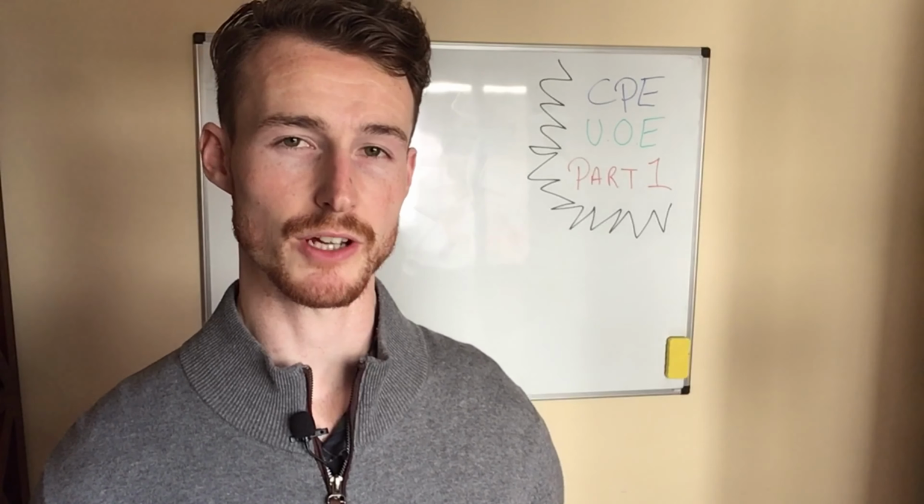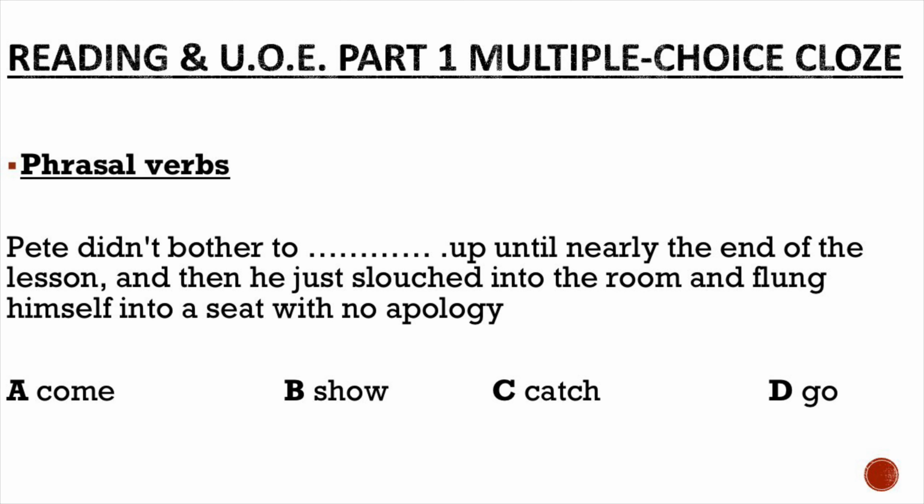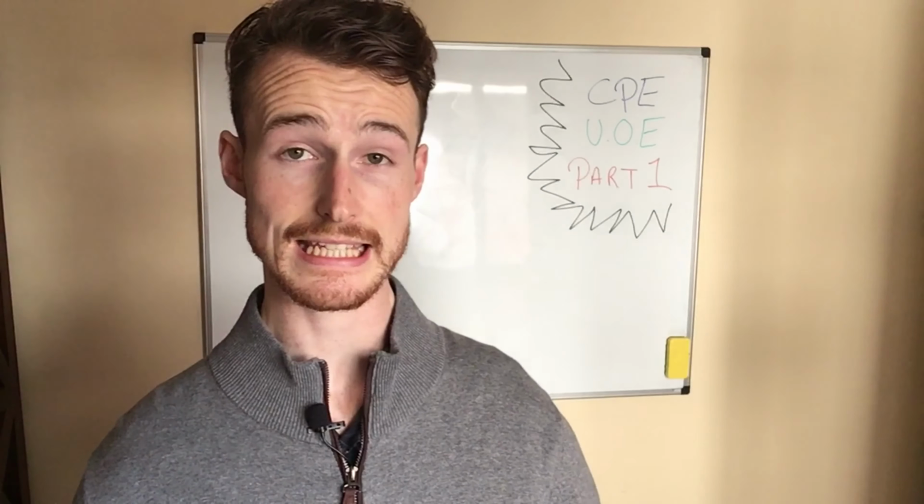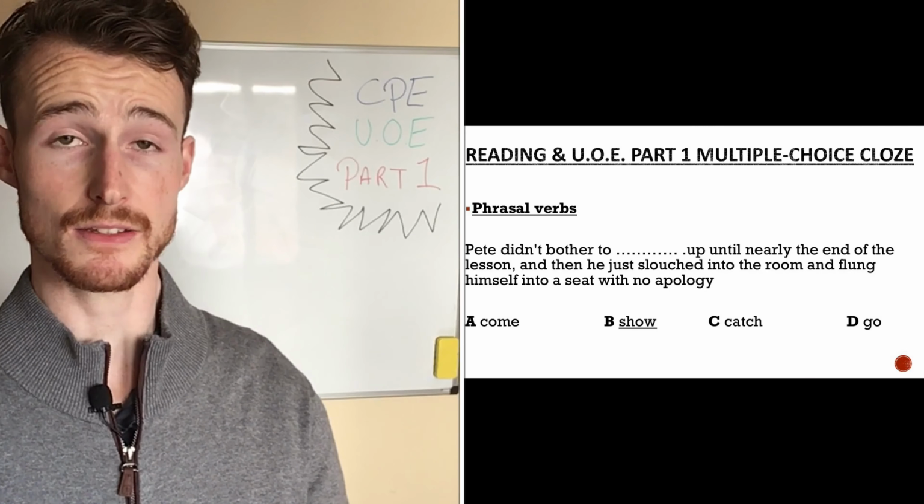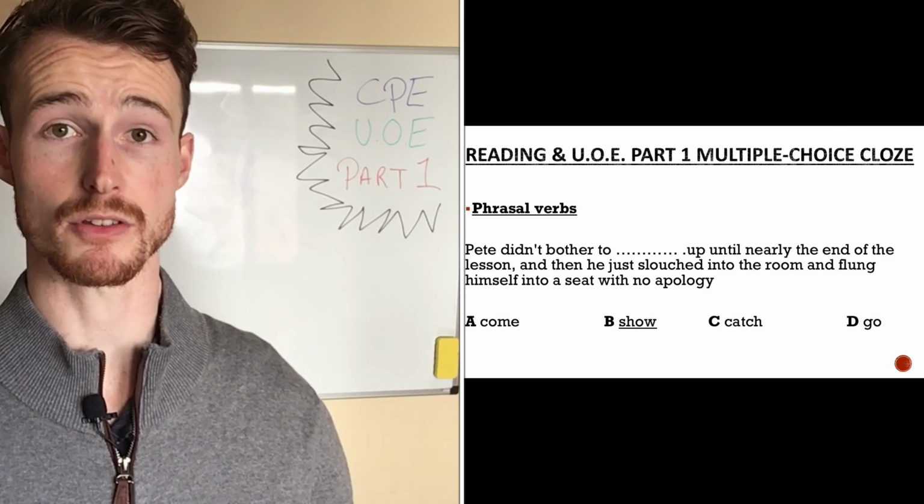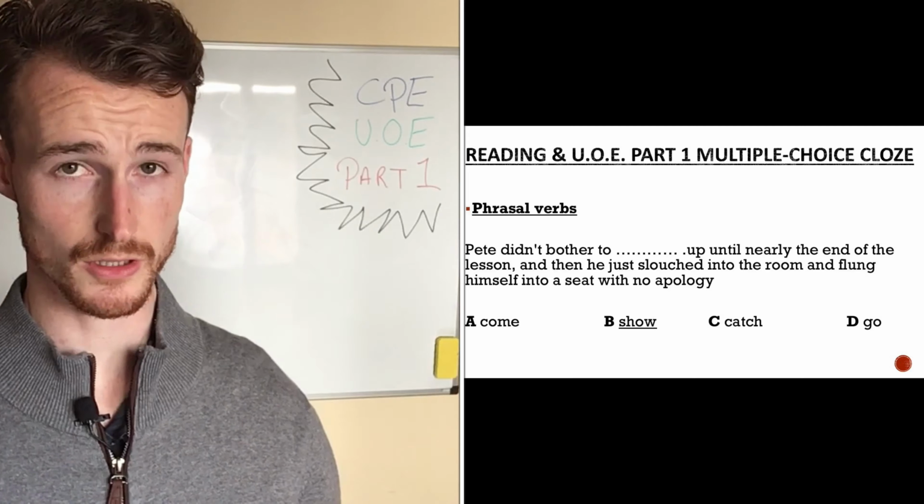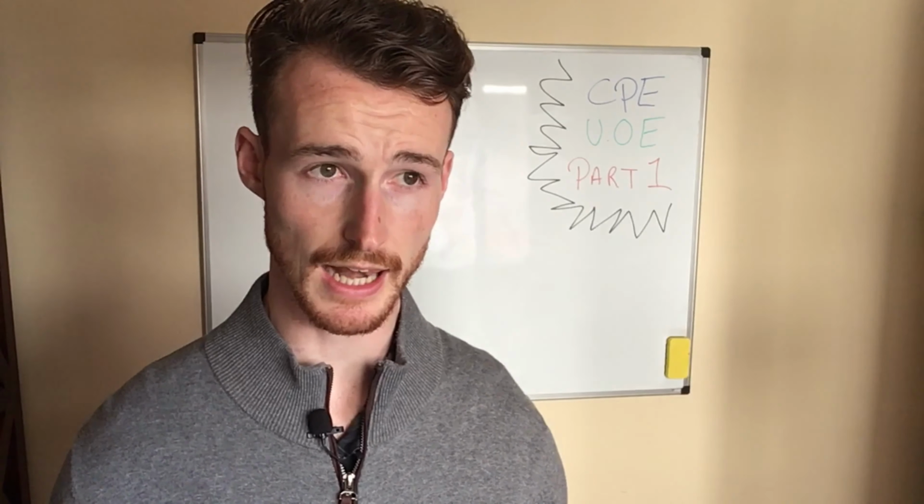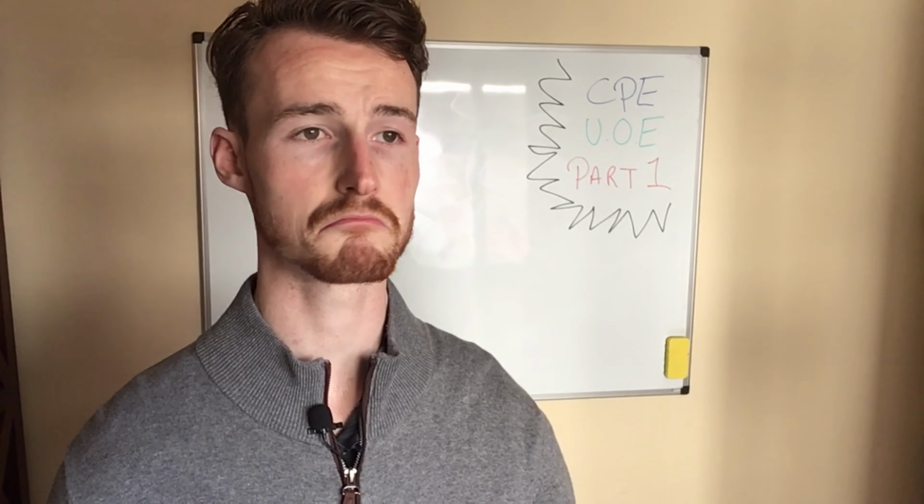Let's look at phrasal verbs. Pete didn't bother to come, show, catch, or go up until nearly the end of the lesson, and then he just slouched into the room and flung himself into a seat with no apology. The answer is B. To show up means to put in an appearance. For example, Roger didn't show up to the meeting last night as he was ill.